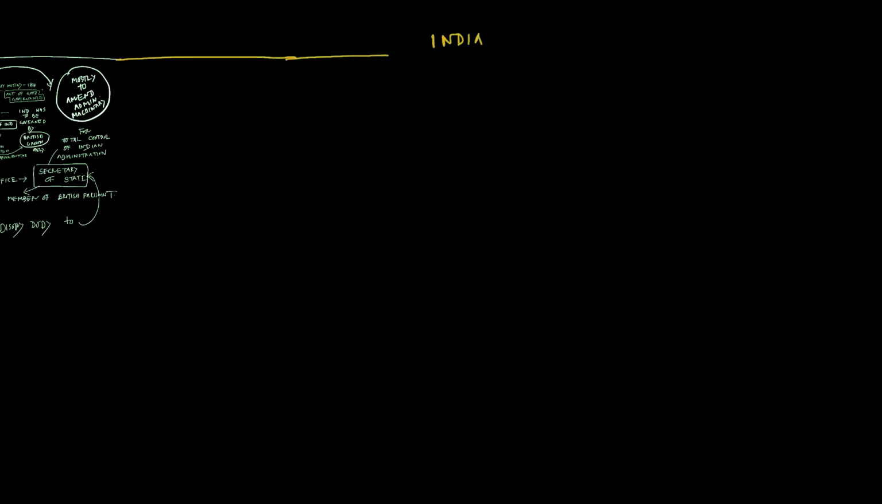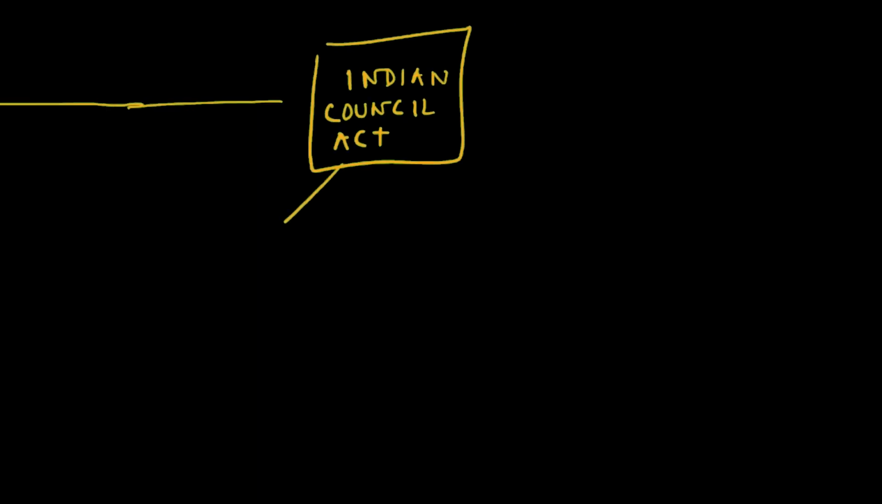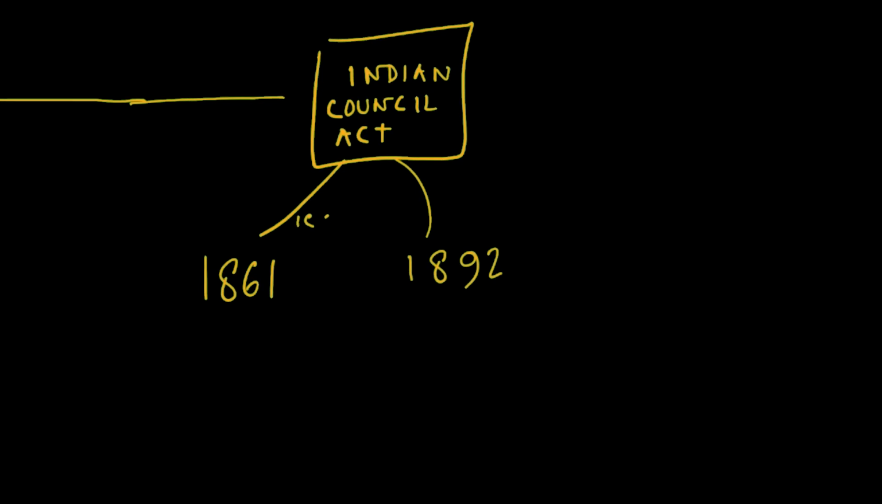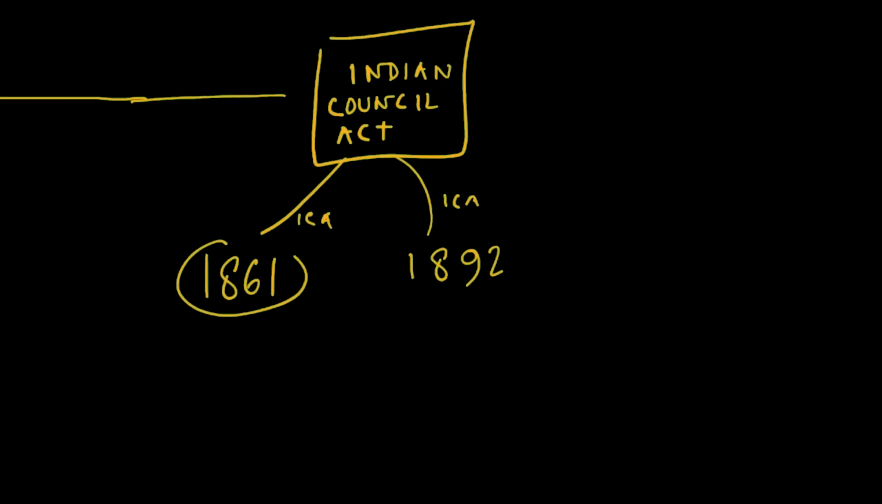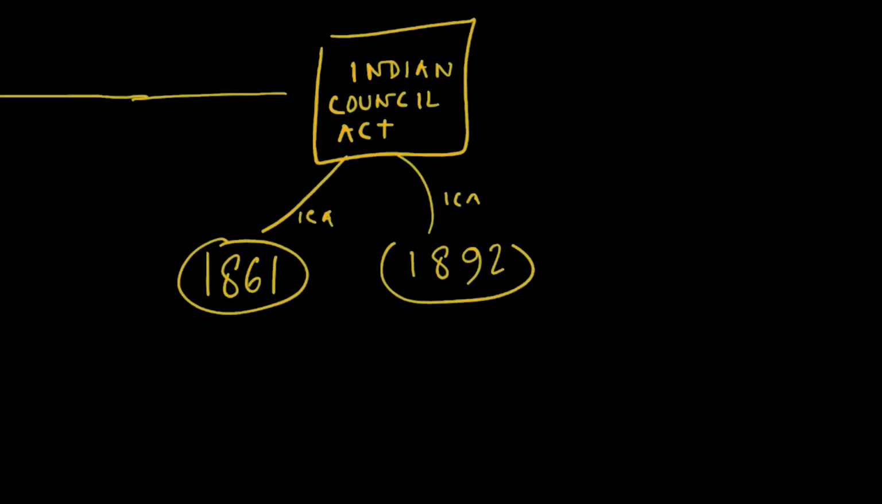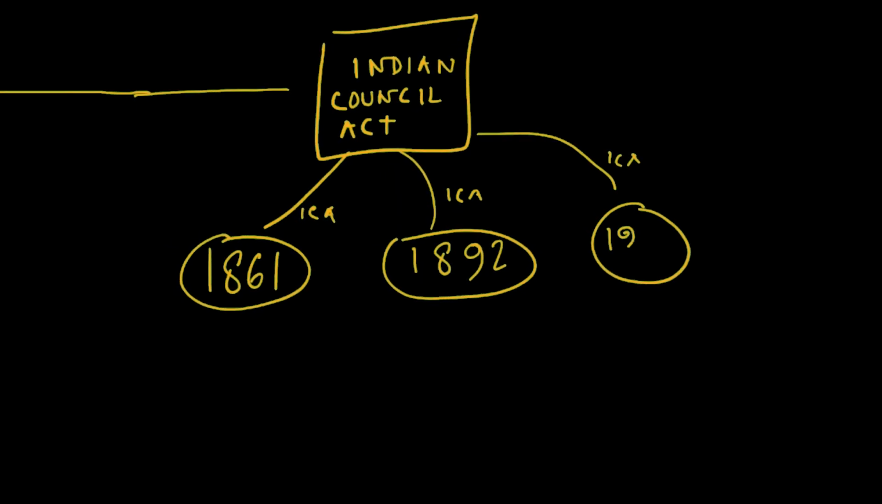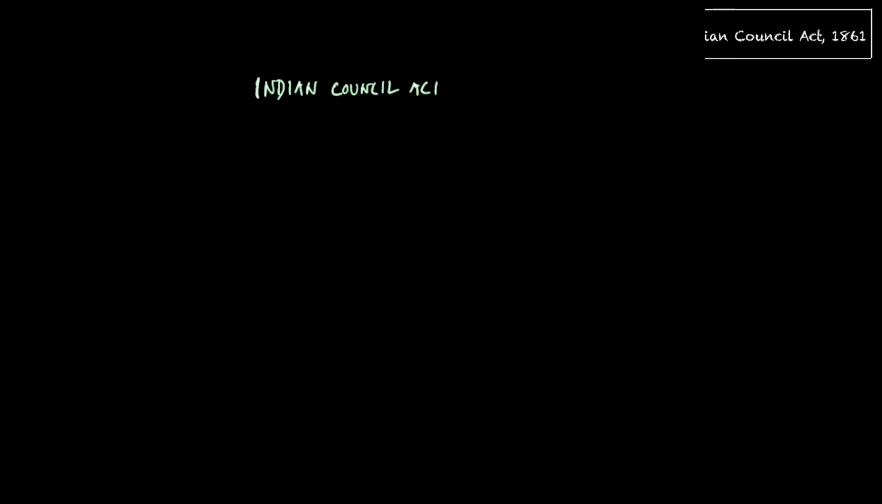After the revolt of 1857, the British government felt the requirement of cooperation of Indians in the administration of their country. In pursuance of this policy of association, the British Parliament enacted the Indian Councils Acts of 1861, 1892 and 1909. We will study all these acts in detail.